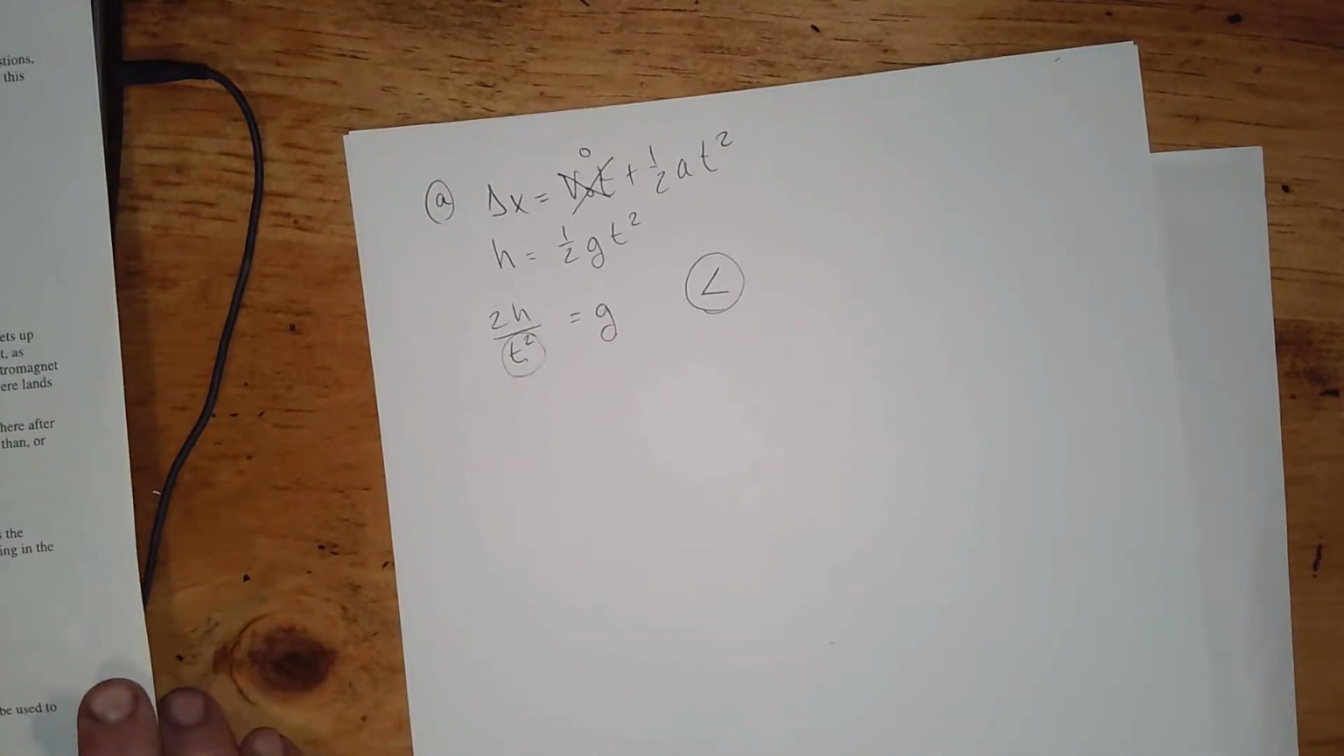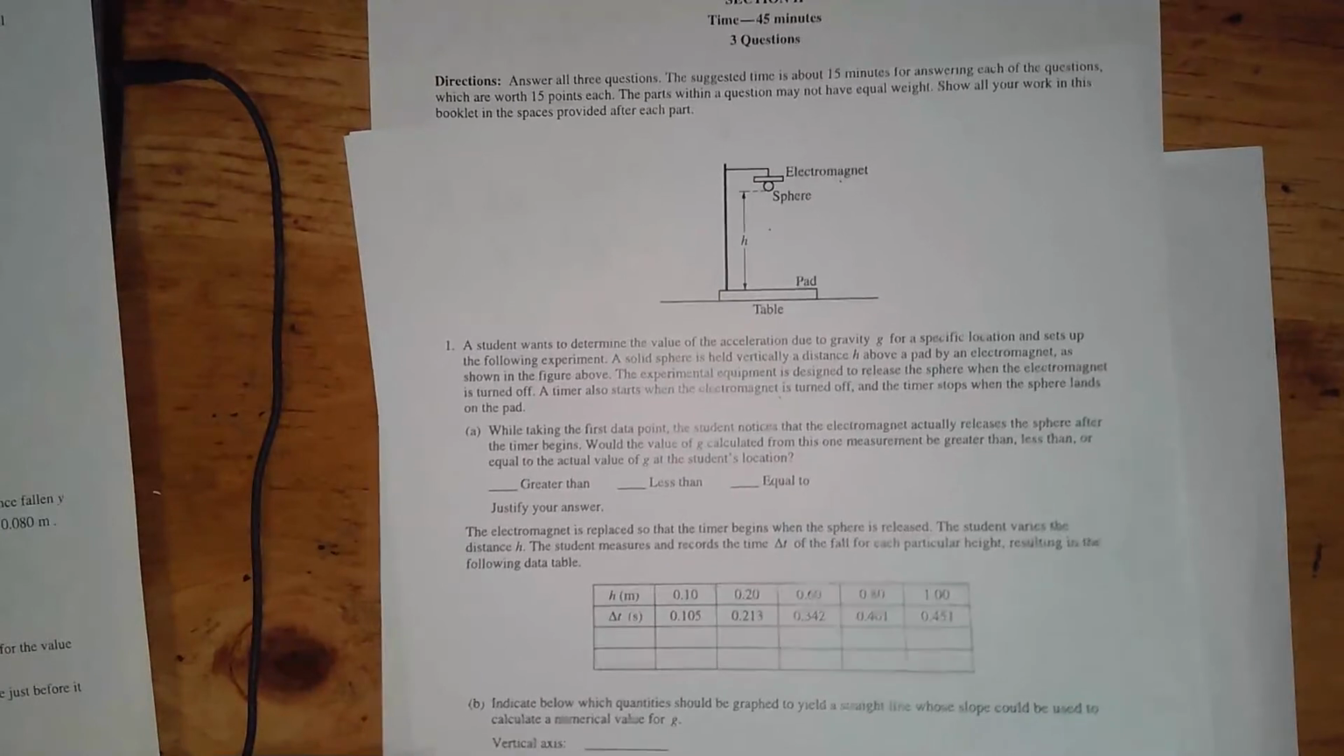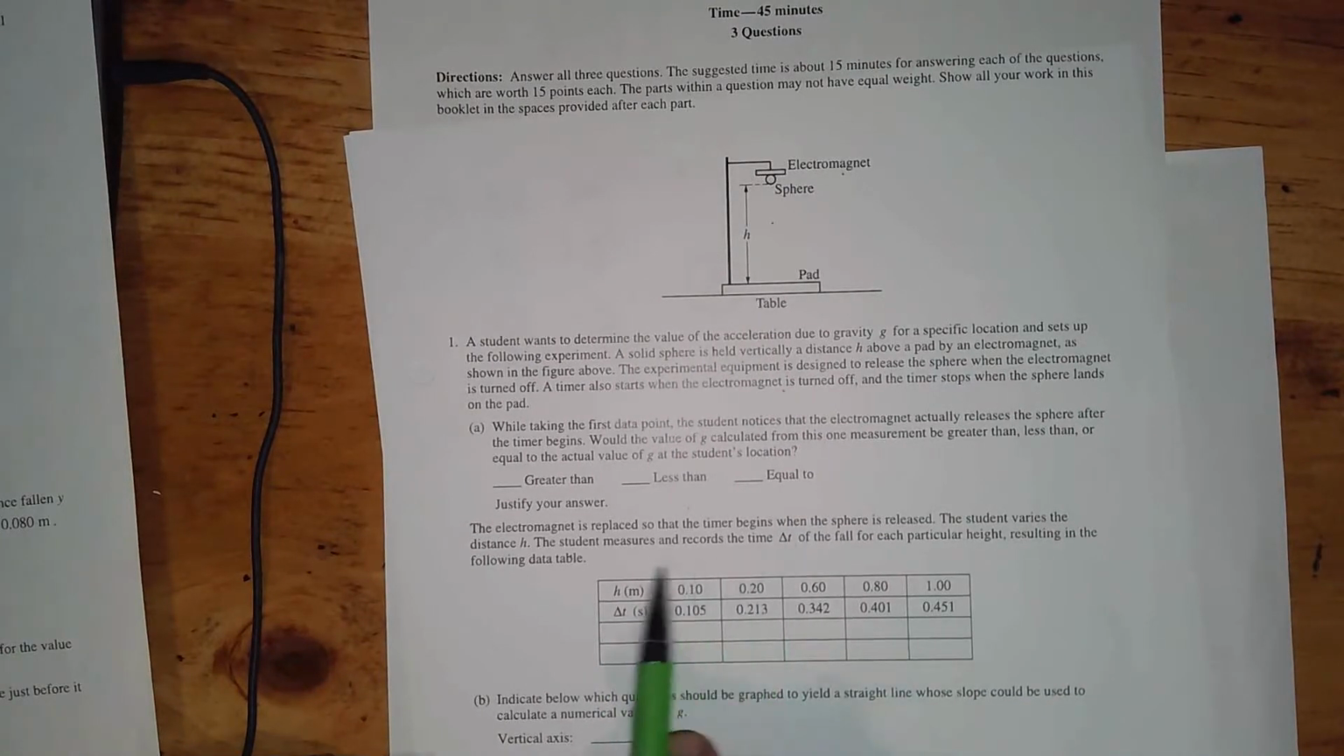All right, in B, the electromagnet is replaced, so the timer begins when the sphere is released. The student varies the distance h, and they measure and record the time t for each particular height. So they release it from h, and they record how long it takes.